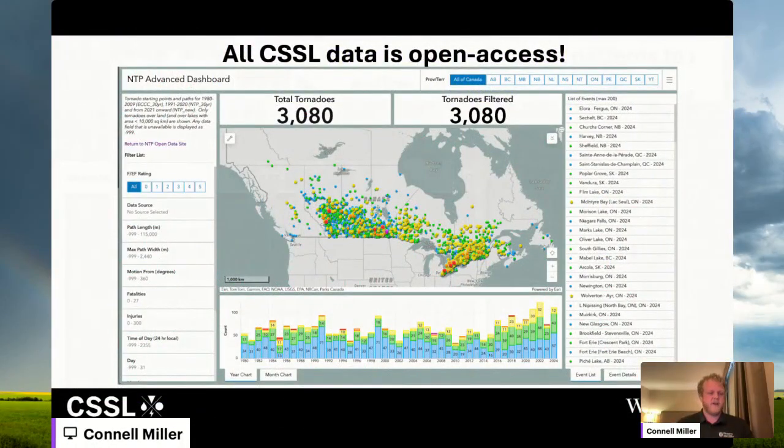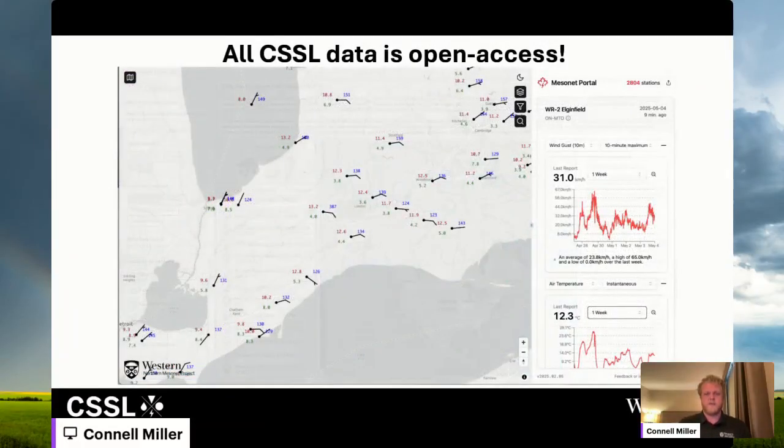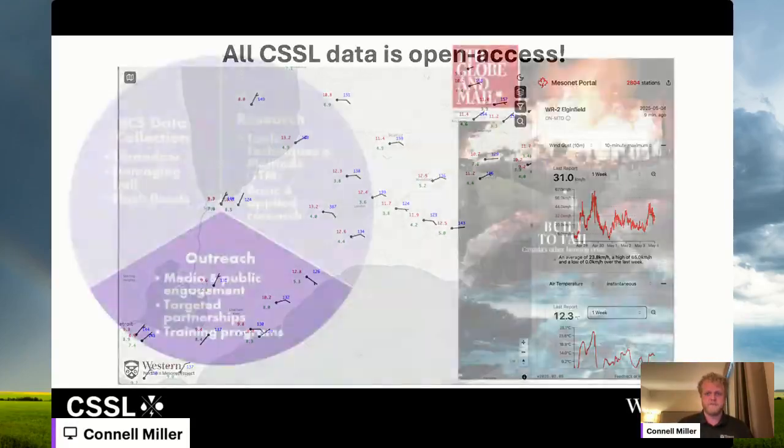The other facet that I'll mention is all of our data is open access. We're really hoping to gather all of this data to empower not only our own researchers, but external researchers to do research with this so that we can better understand our climatology. Here, for example, we have our NTP advanced dashboard that gives you tornadoes all the way back to 1980. We have the NHP dashboard, which gives you the hail events starting from 2022, but we're hoping to do a very similar advanced catalog in the future, as well as our Northern Mesonet portal, which is giving you live data on surface weather observations and hopefully historical weather observations in the future.